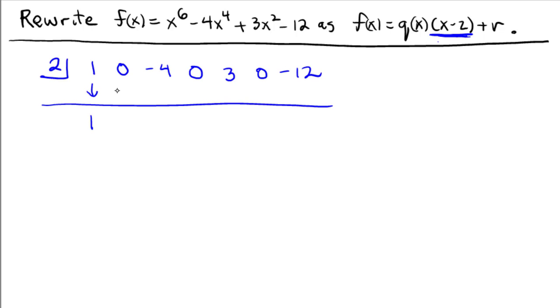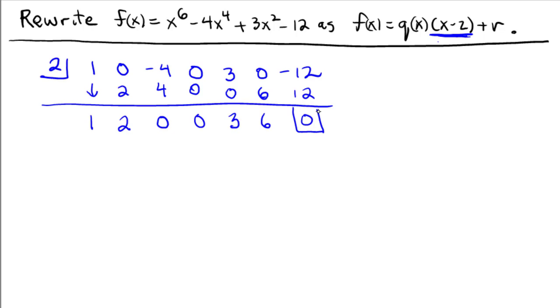2 times 1 is 2. 0 plus 2 is 2. 2 times 2 is 4. Negative 4 plus 4 is 0. 2 times 0 is 0. 0 plus 0 is 0. 2 times 0 is 0. 3 plus 0 is 3. 2 times 3 is 6. 0 plus 6 is 6. And 2 times 6 is 12. Negative 12 plus 12 is 0.